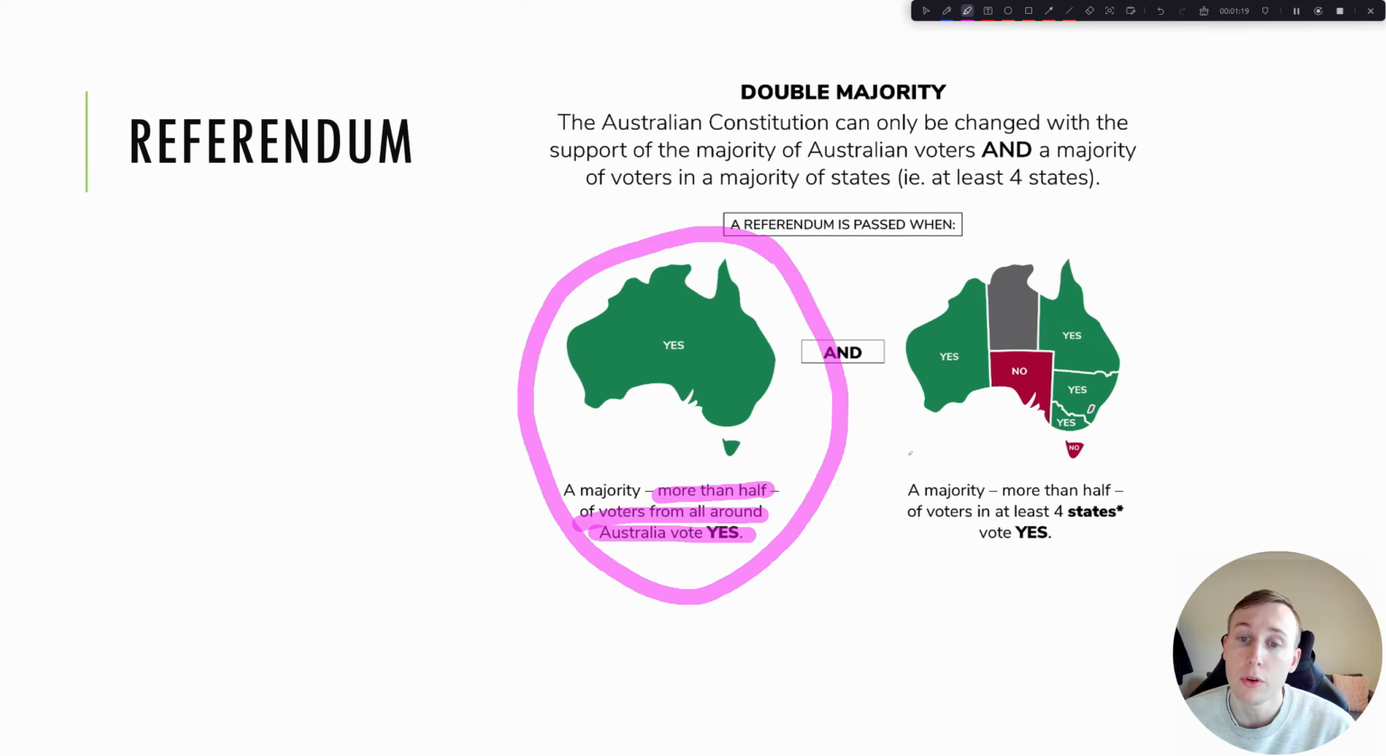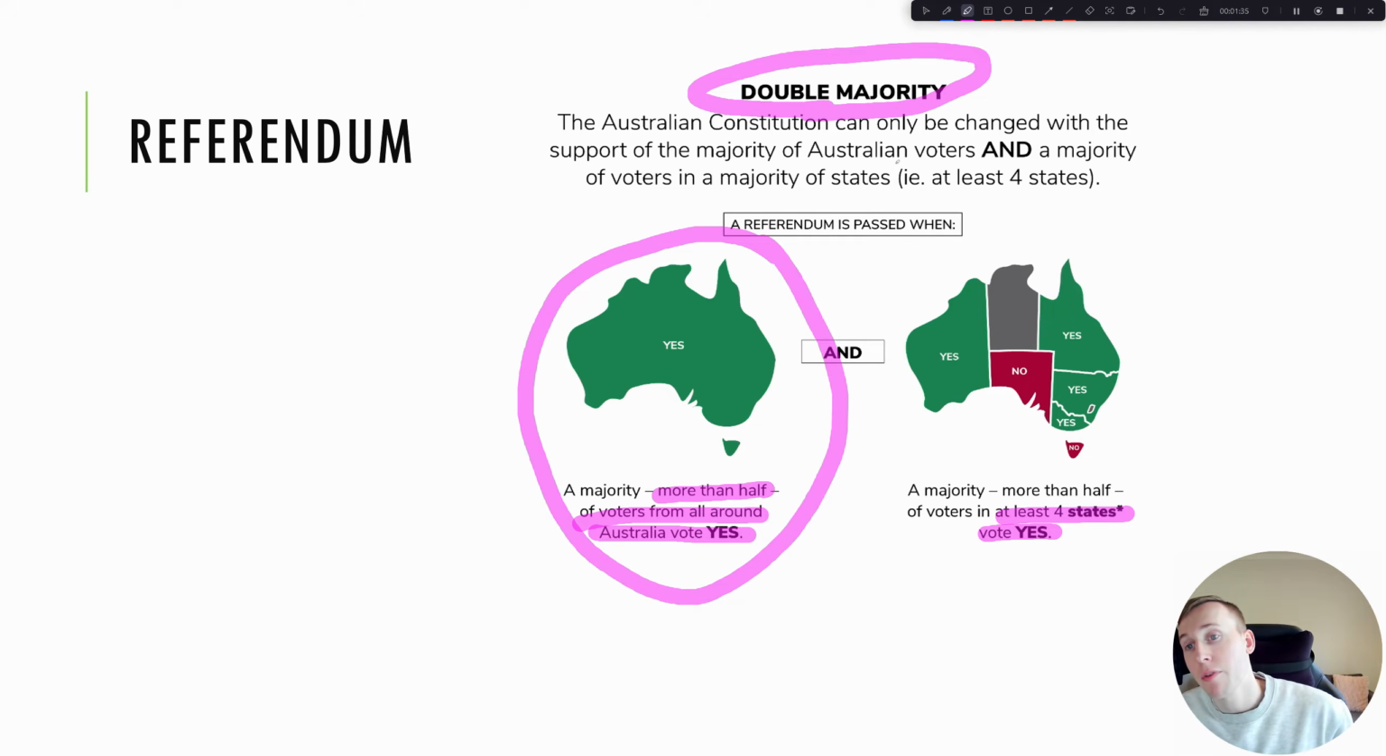But also, the second part we need to achieve a successful referendum is that we need a majority of voters in at least 4 out of 6 states to vote yes. So this is what's known as a double majority. And if we do not achieve a double majority, a referendum cannot be successful. So as you can imagine, if we did try and remove freedom of religion, it's going to be very unlikely for this to pass because of how hard it would be to achieve these 2 things here.